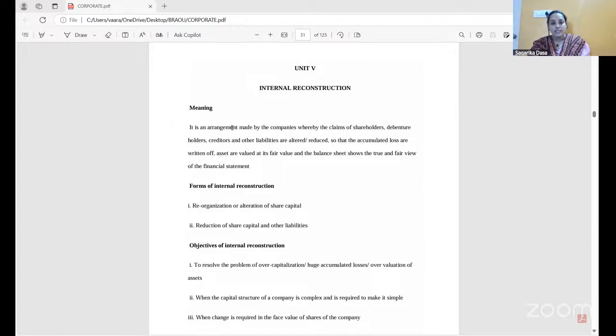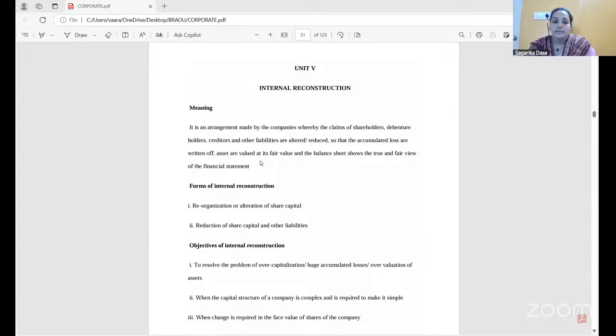Reconstruction means it is an arrangement made by the companies whereby the claims of the shareholders, debenture holders, creditors, and other liabilities are altered, reduced, so that accumulated losses are written off, assets are valued at their fair value, and the balance sheet shows the true and fair view of the financial statements.